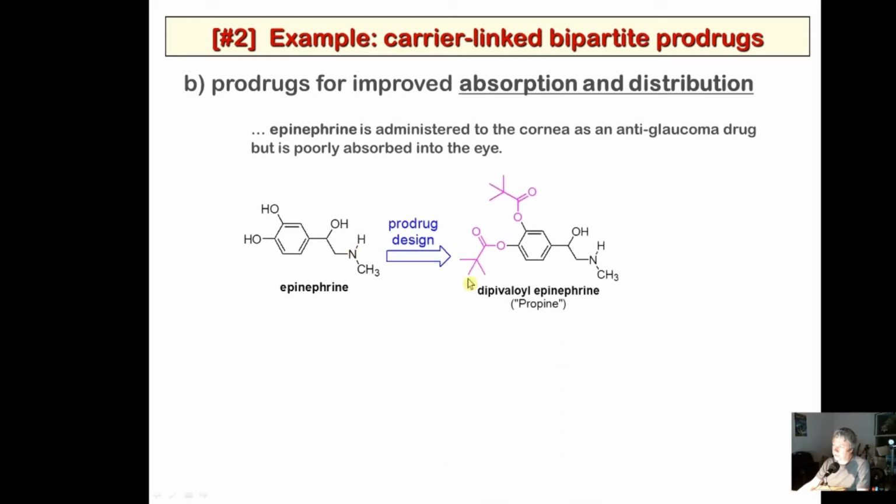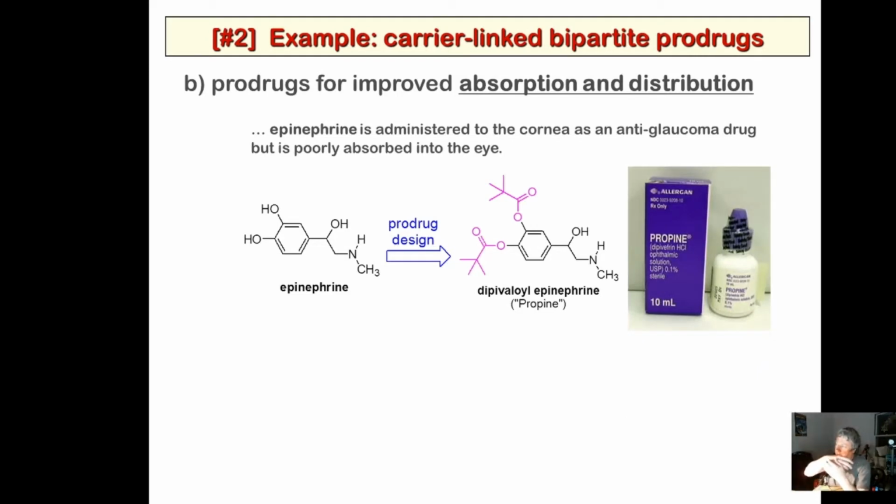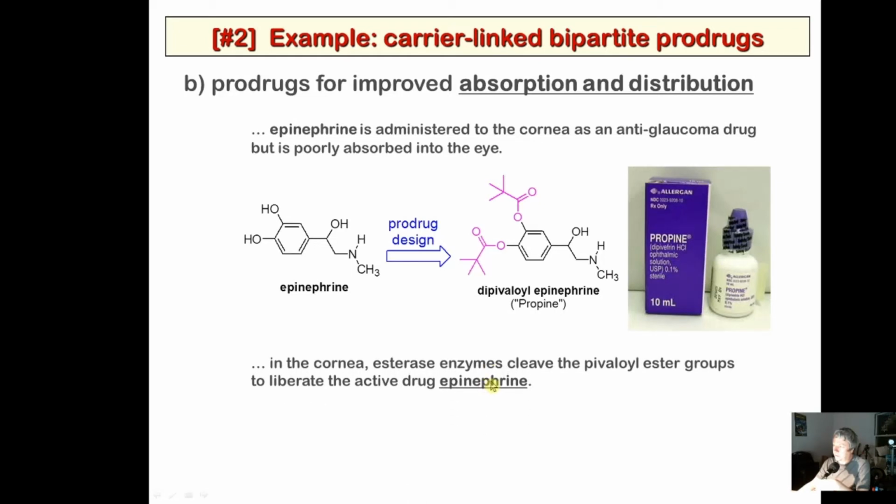So the prodrug, in this case, uses tert-butyl esters or pivaloyl groups. It's called dipivaloyl epinephrine, or Propine, and this allows more efficient absorption. So it's kind of like an eye drop type derivative that you add to treat glaucoma. And these also get cleaved by esterase enzymes. So these are the Propine eye drops, ophthalmic solution. And esterase enzymes cleave the ester groups to liberate the drug.